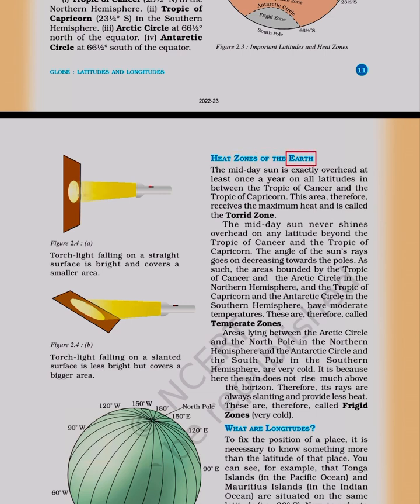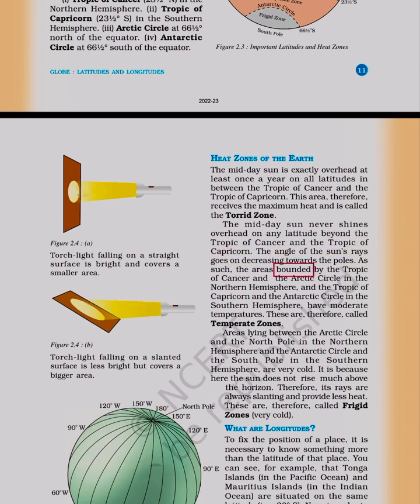Heat zones of the Earth. The midday sun is exactly overhead at least once a year on all latitudes in between the Tropic of Cancer and the Tropic of Capricorn. This area, therefore, receives the maximum heat and is called the torrid zone. The midday sun never shines overhead on any latitude beyond the Tropic of Cancer and the Tropic of Capricorn. The angle of the sun's rays goes on decreasing towards the poles.